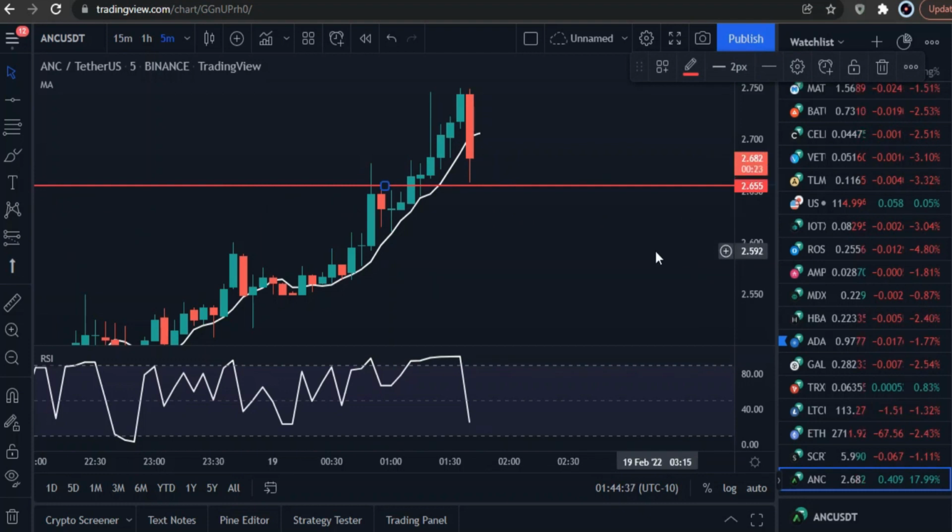For now, let me tell you about this candle. This candle is called a bearish engulfing candle because it has swallowed several green candles, and it is also considered a strong indicator to enter into short positions. Here, the RSI movement is still good.